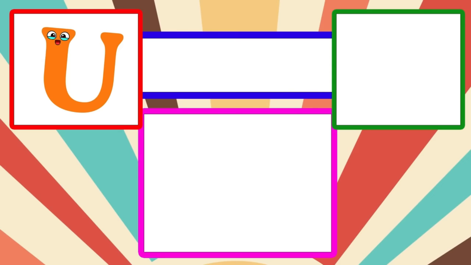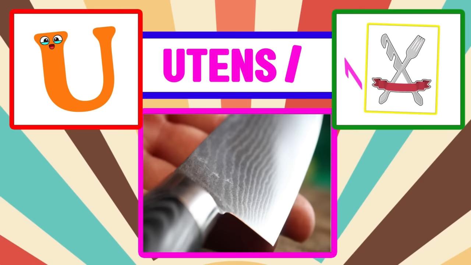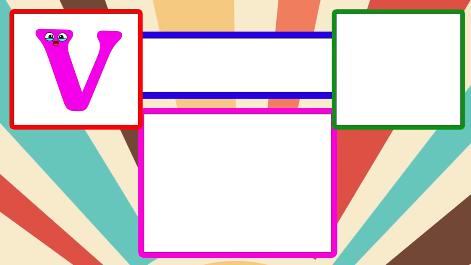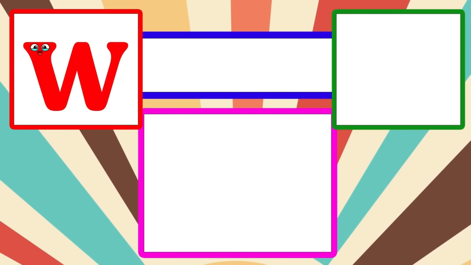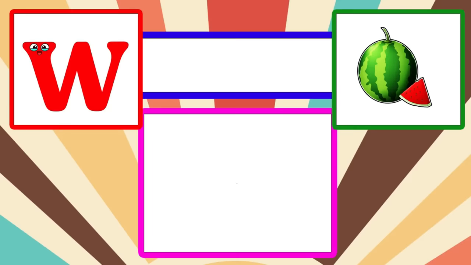U, utensils. V, vegetables. W, watermelon.